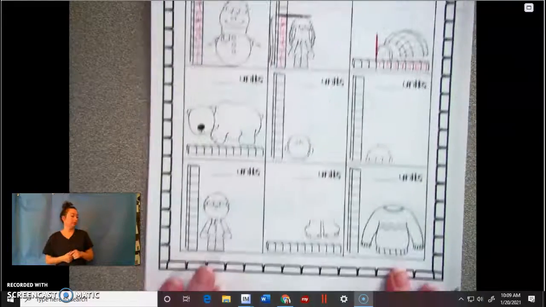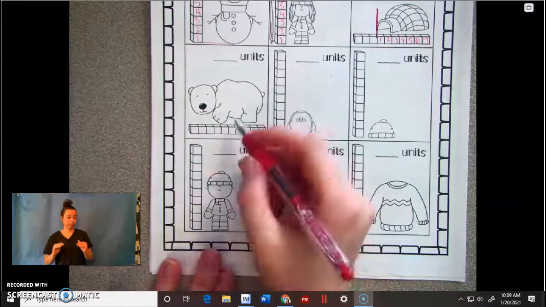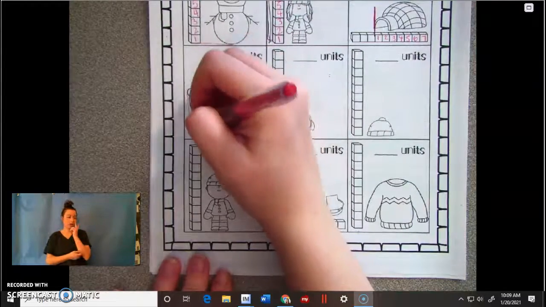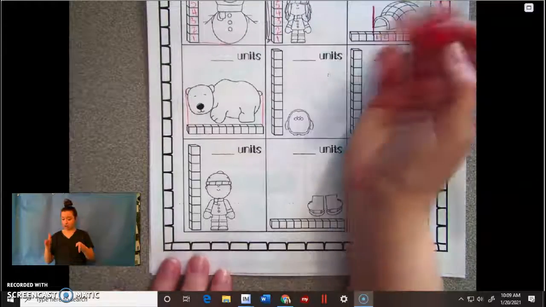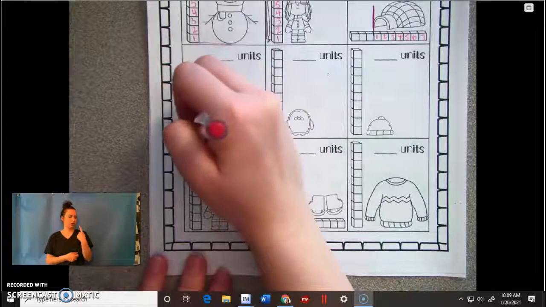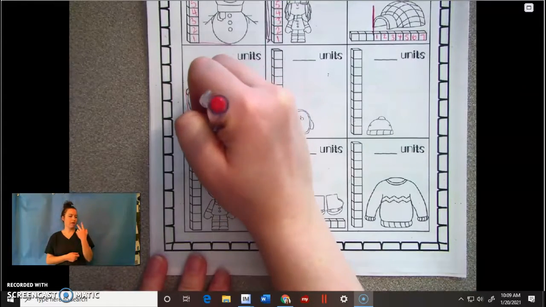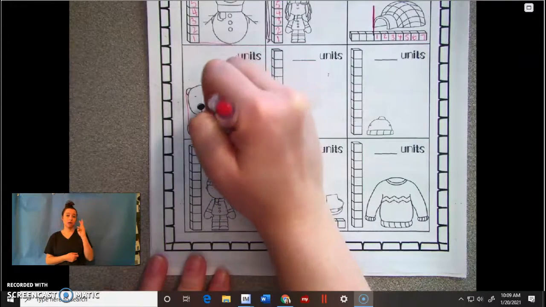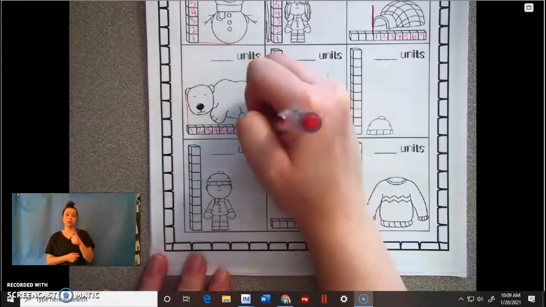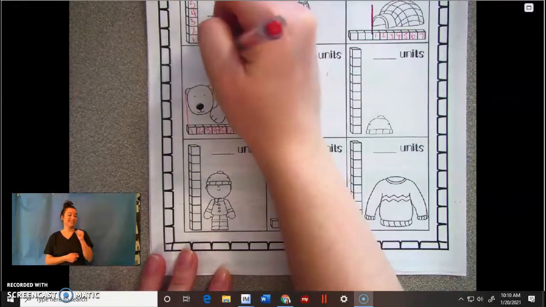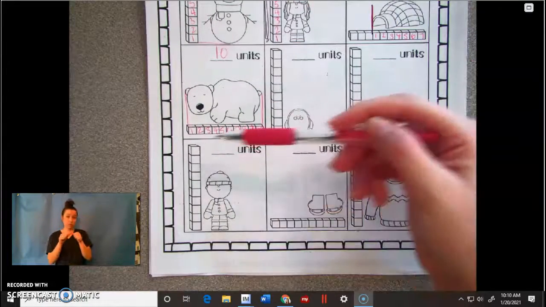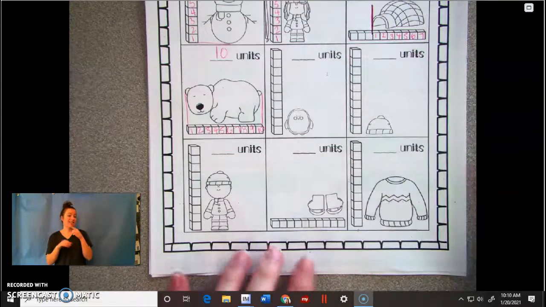All right. Sliding down to our next row. Now we're looking at the sleeping polar bear. Make sure it's lined up. Now let's count. He's a whole rod, so let's count. 1, 2, 3, 4, 5, 6, 7, 8, 9, 10. He is 10 units long. Remember, we say that how long something is its length.